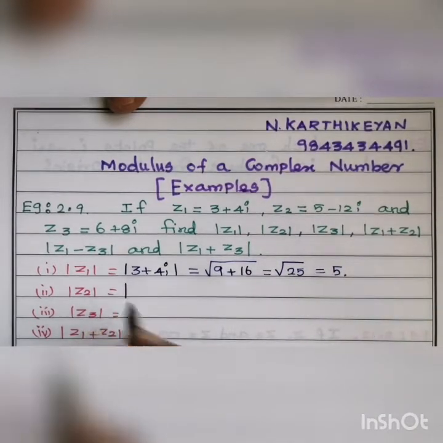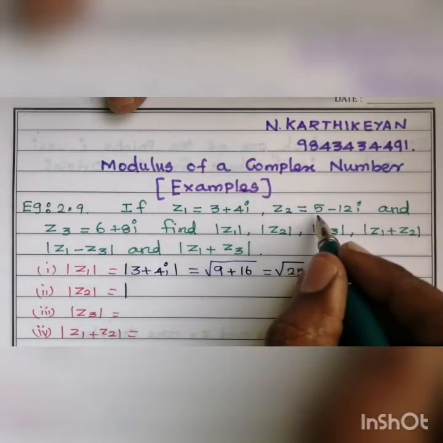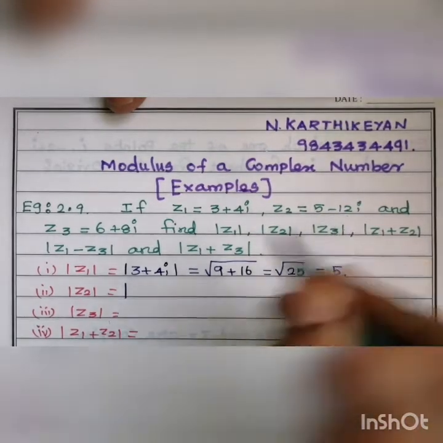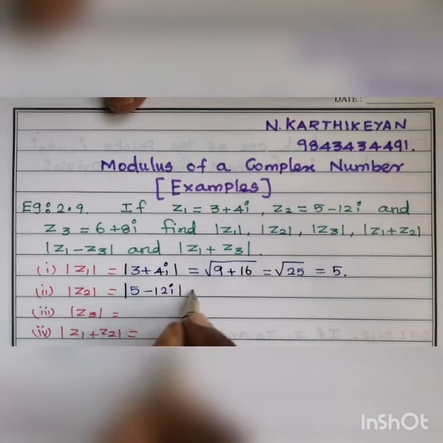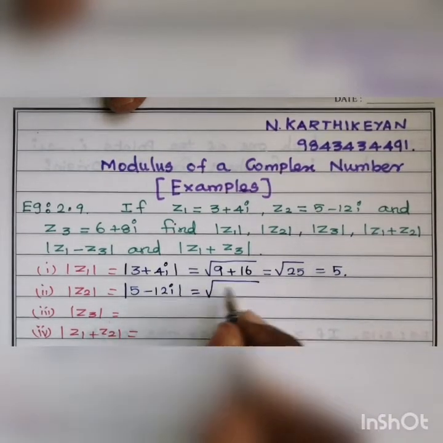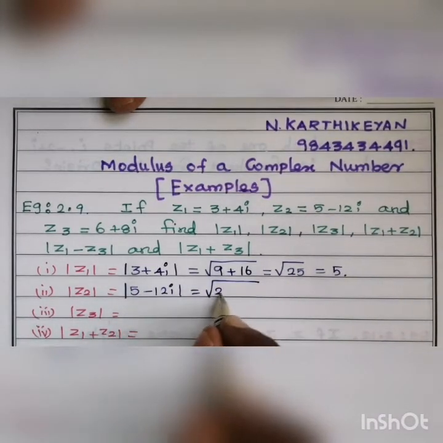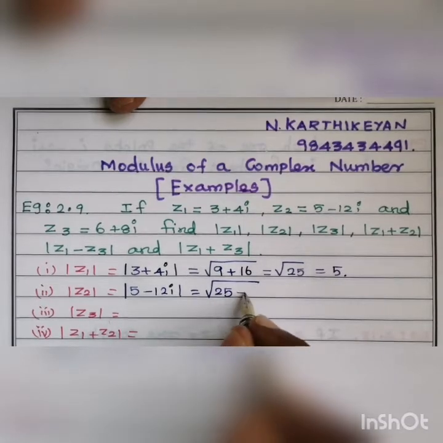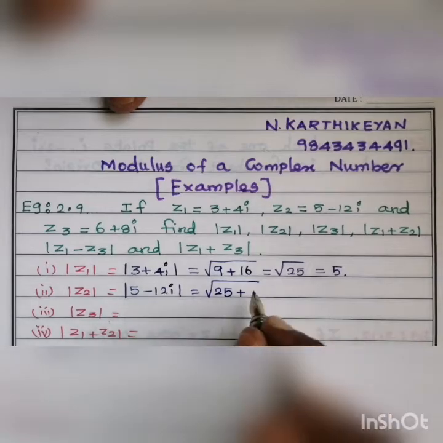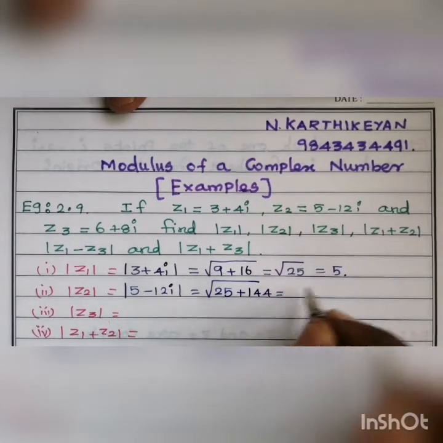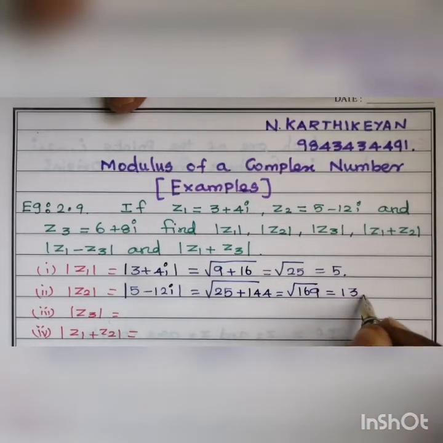The next one, modulus of z2, here z2 is 5 minus 12i. So modulus of 5 minus 12i is equal to square root of real part the whole square, that is 5 square 25, plus imaginary part the whole square, imaginary part is minus 12, so 12 into 12 is 144, that is equal to square root of 169, that is equal to 13.